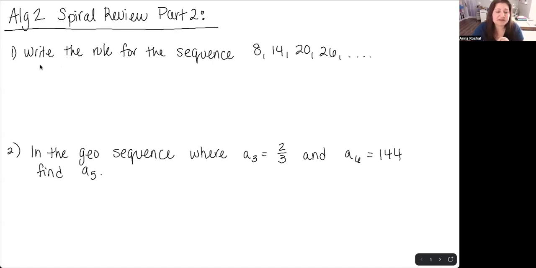So in this particular case, we are asked to write a rule for the sequence. Now, there are 2 kinds of sequences: arithmetic and geometric. The arithmetic one is just one where you are consistently adding the same thing over and over again. And the geometric one is one where you are constantly multiplying over and over again the same exact number. So we really want to figure out first, is this arithmetic or geometric?